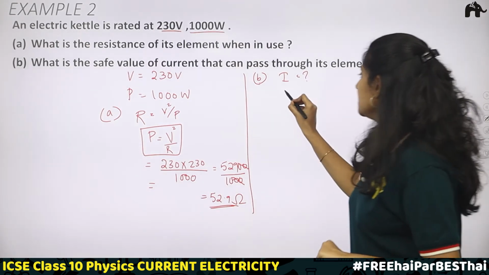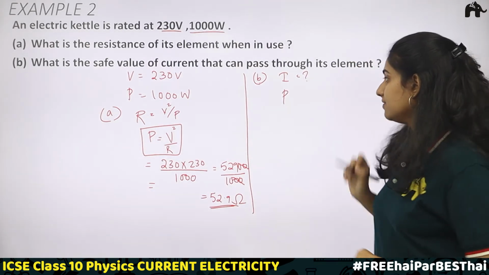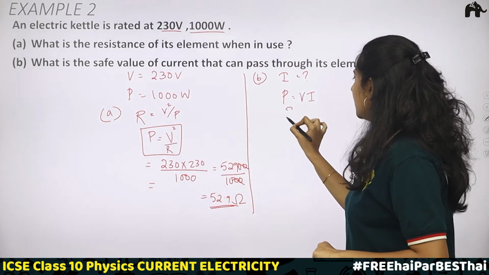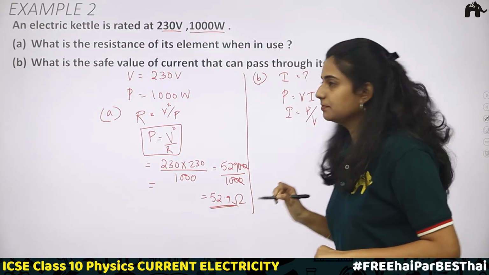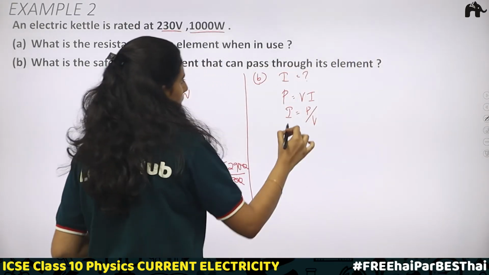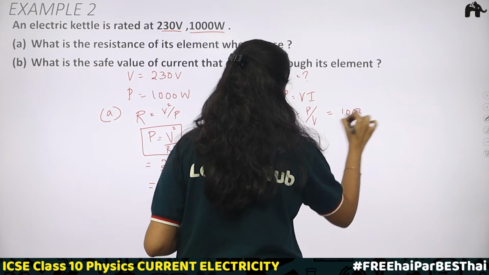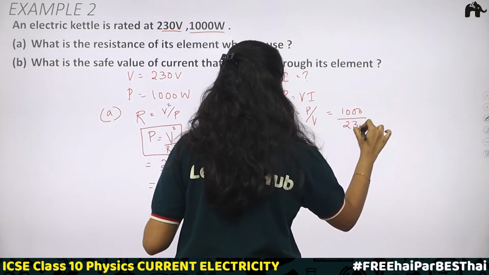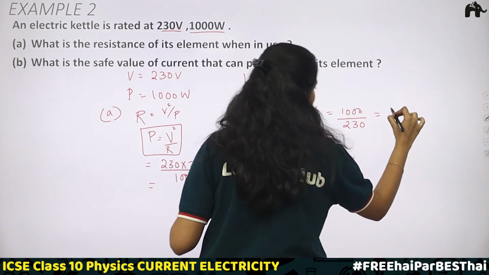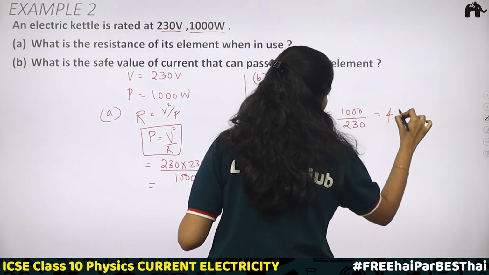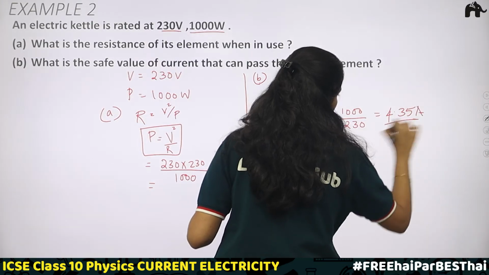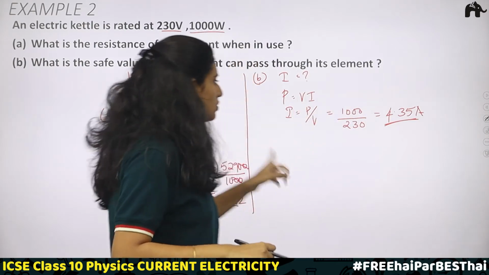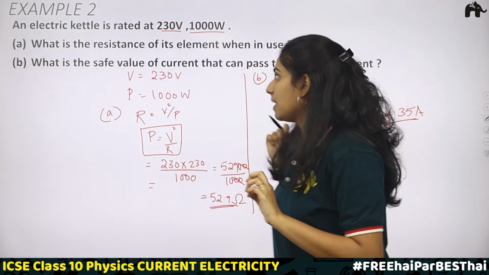Take the relation connecting power, potential difference and current. P is equal to VI, which means current I is equal to P divided by V. Power divided by potential difference: here power is 1000 divided by potential difference 230. When you calculate, you will get 4.35 ampere. If a current above 4.35 ampere flows through the appliance, what happens?